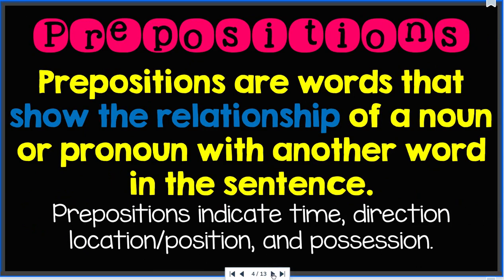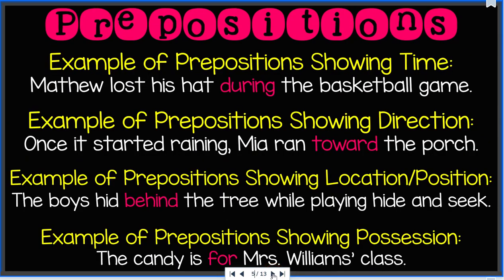Prepositions. Prepositions are words that show the relationship of a noun or a pronoun with another word in the sentence. Prepositions indicate time, direction, location, position, and possession. Here is an example of a preposition showing time. Matthew lost his hat during the basketball game. During tells us when Matthew lost the hat.